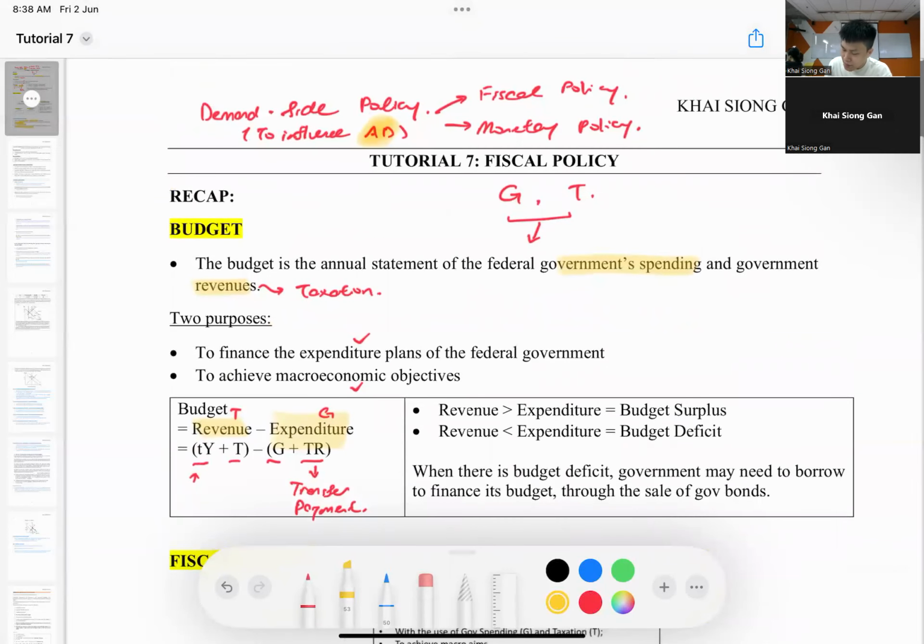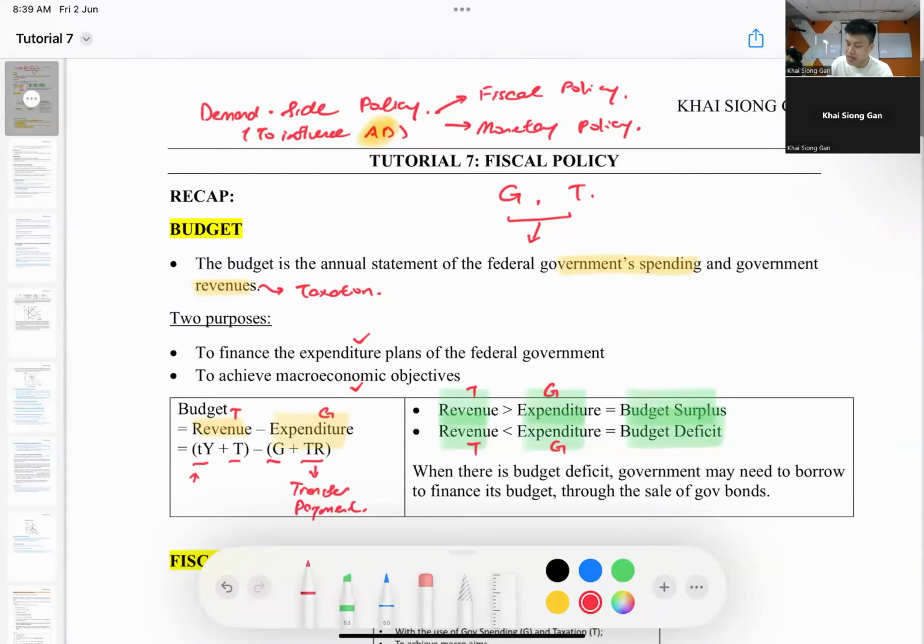Now, if today my revenue is way larger than expenditure, that is called budget surplus. If revenue is way lower than expenditure, that's called budget deficit. Revenue larger than expenditure means you earn more than you spend, so definitely it's budget surplus. When the taxation that you receive is way lower than government spending, the government spends too much, and that's budget deficit. So when there's budget deficit, that means the government may need to borrow money to finance its budget.